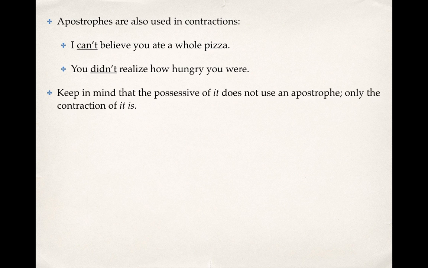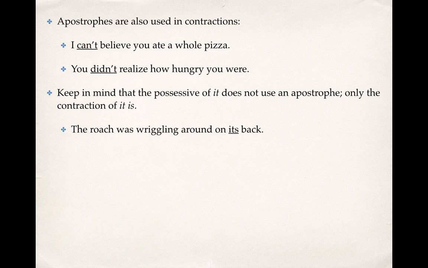Didn't realize how hungry you were. Pretty easy. One thing to remind you of as far as apostrophes and contractions, and this is kind of confusing, but just remember that the possessive of the pronoun it does not use an apostrophe, only the contraction of it is. So the roach was wriggling around on its back.